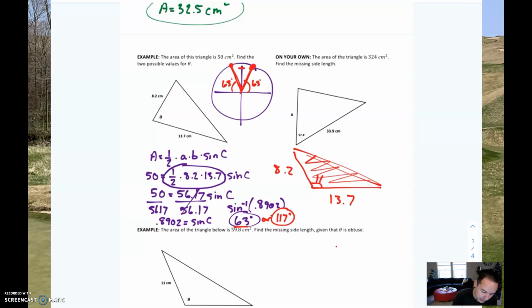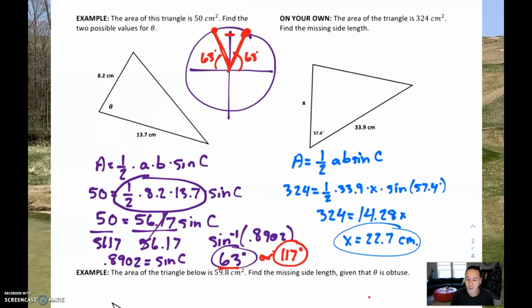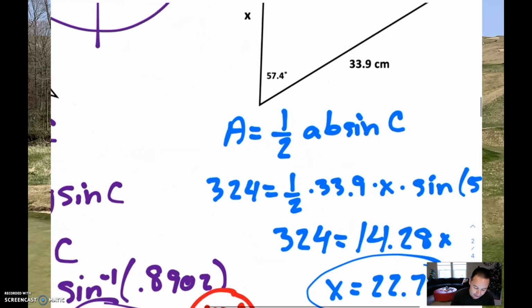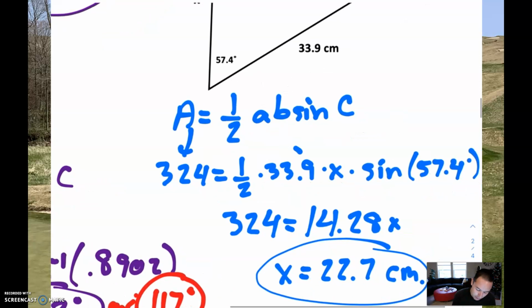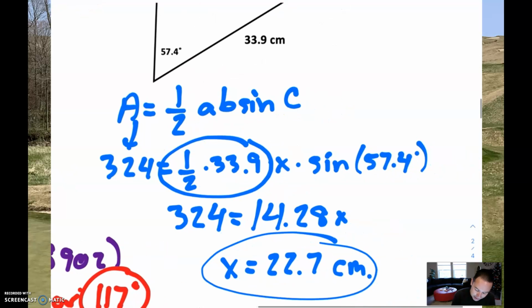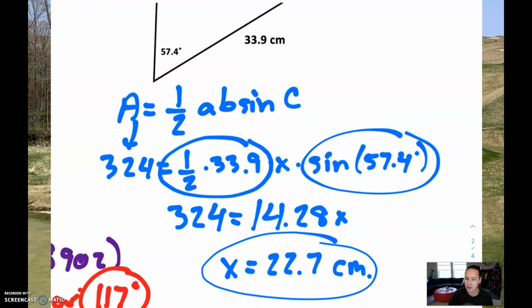Go ahead and try the next one on your own, and then come on back when you're done, and we will reveal the answer for you. Hopefully, you ended up with 22.7 centimeters. Start with your formula. You can replace the area with 324. Plug in your A. We don't know B. Plug in your C. Then you multiply 1/2 times 33.9 times sine of 57.4. Type all that into your calculator, multiply them together, and you get 14.28. Divide both sides and you're done.